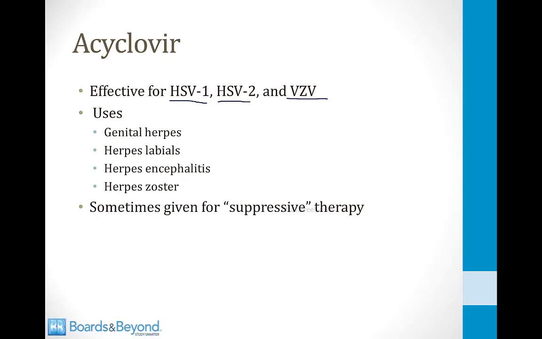Now you may recall that Epstein-Barr virus and cytomegalovirus are also herpes viruses, but this drug is not very effective in those infections because they have a different viral kinase that's not as effective at phosphorylating this drug.